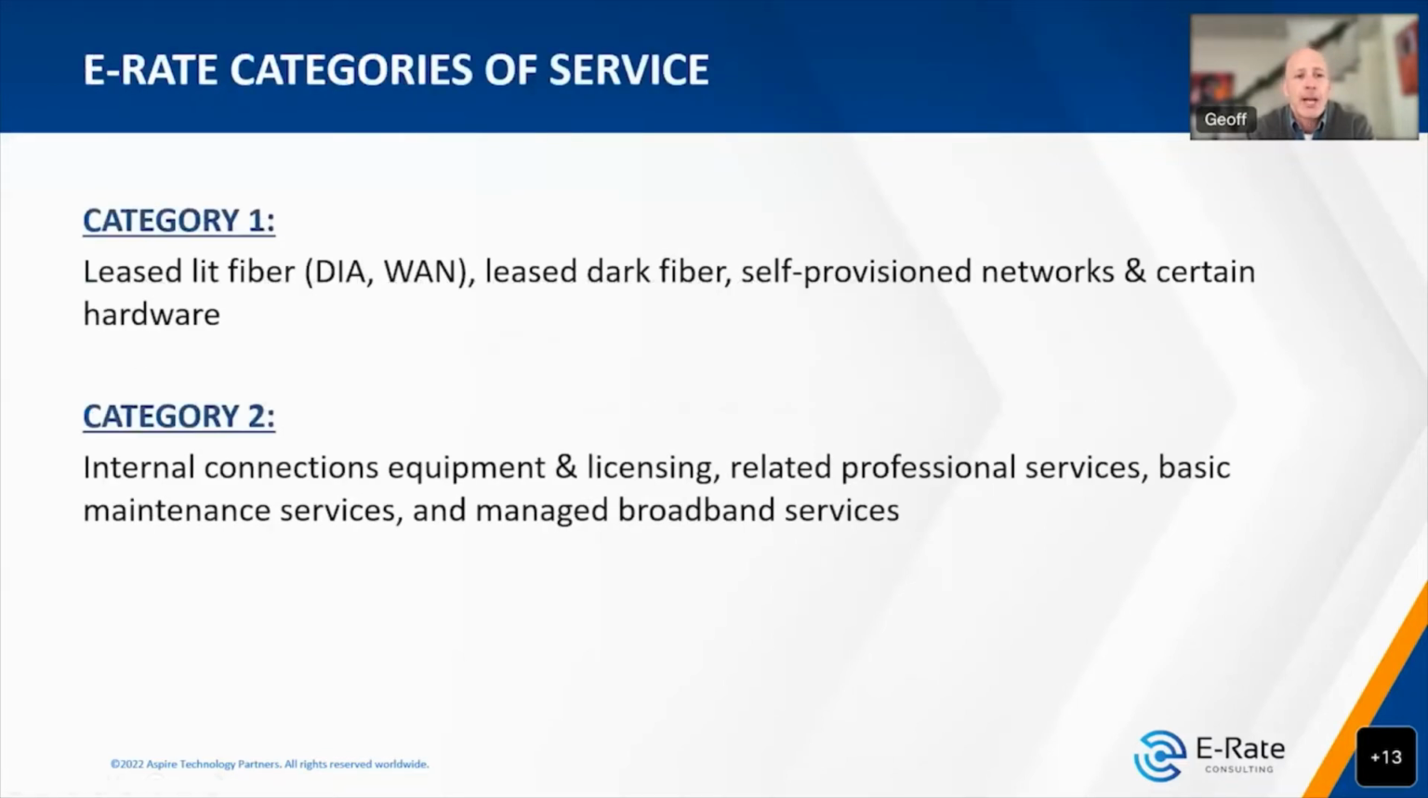So there's two categories of service. Category one, which we will not be discussing very much here, is your telecommunication services, internet and WAN, basically. Category two, we're going to focus on here, which is your internal connections, equipment, related licensing services, and then what's referred to as basic maintenance services, which is essentially warranties for your equipment, and then managed broadband services, which is essentially when you bring in an outside consultant to manage your network for you.